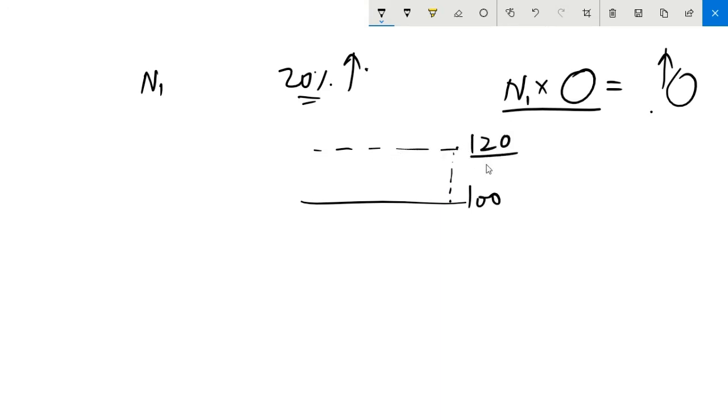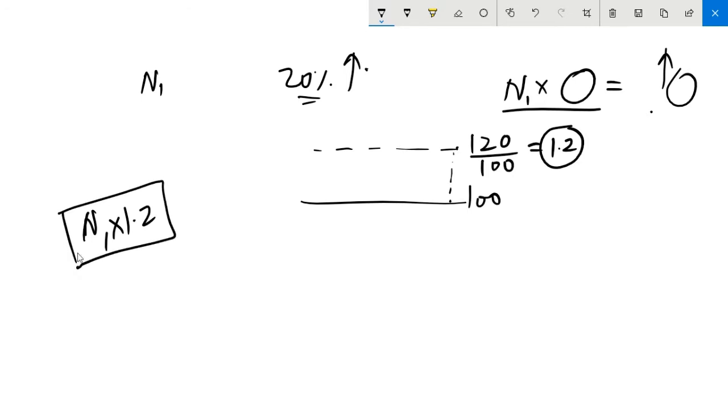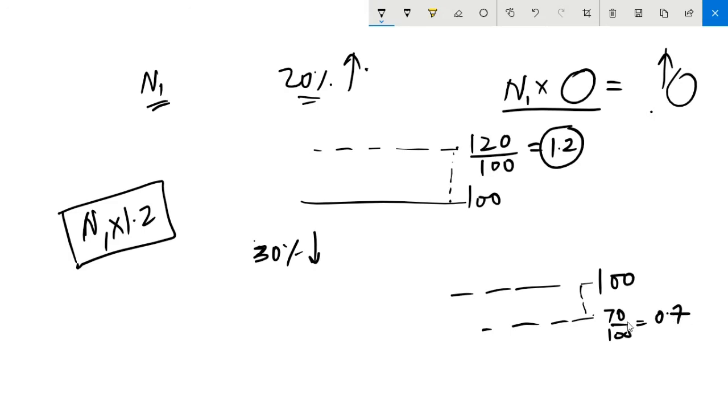Now divide that particular number in your head by 100. What you will get? 1.2. So simply by multiplying n1 with 1.2, this number will be 20% more than n1. Okay, so I hope you understood this concept. So if I want to decrease n1 by 30%, again assume a line of 100. This time we have to decrease it, so you'll have to go down. 100 ke niche 30 will be 70, and then 70 divided by 100 will get you 0.7. So in this case, n1 multiplied by 0.7.